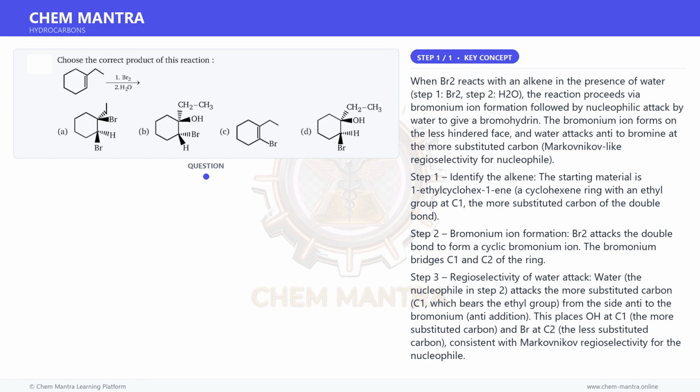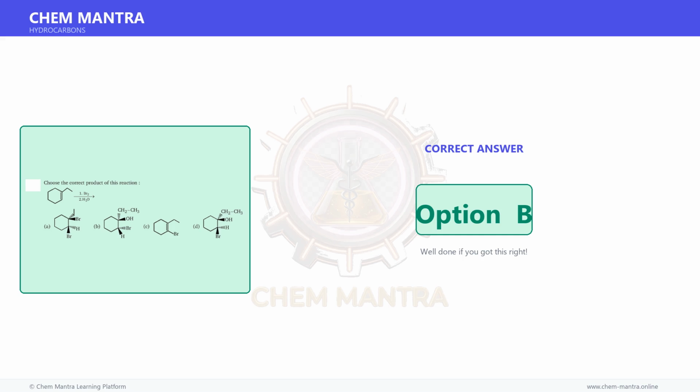NBS or HBr. Incorrect. Option D is similar to B, but the stereochemistry at C2 shows H on dash and Br bold, a configuration that does not correctly represent anti-addition stereochemistry, or the relative orientation differs from the expected anti-addition product. Option B correctly shows the bromohydrin product with OH at the more substituted carbon, C1, Markovnikov, Br at C2 and anti-stereochemistry. Therefore, the correct answer is option B.